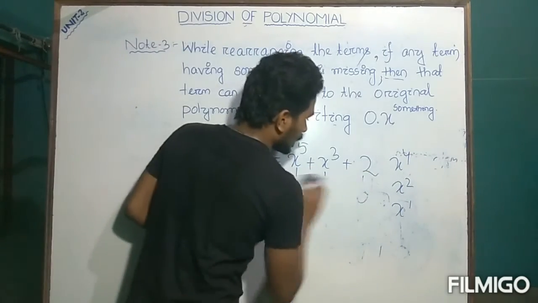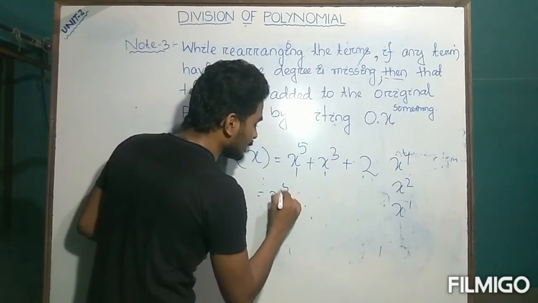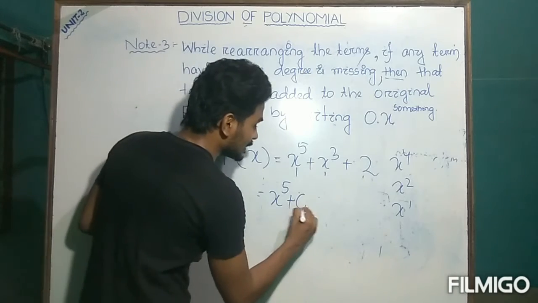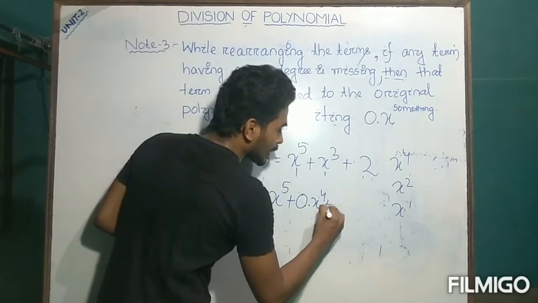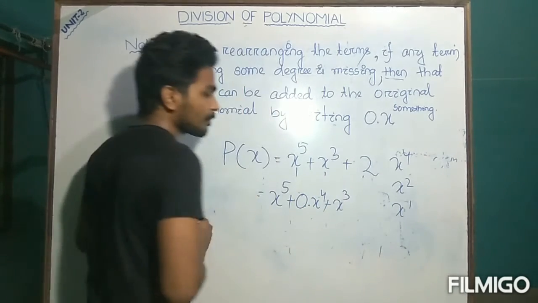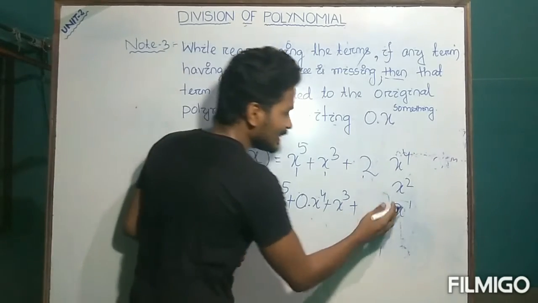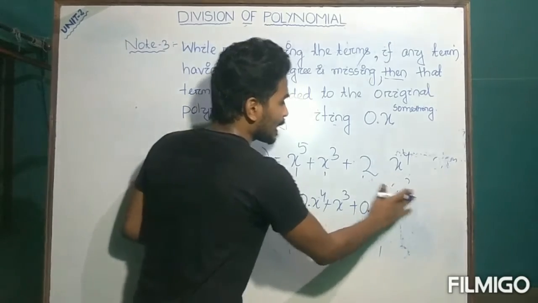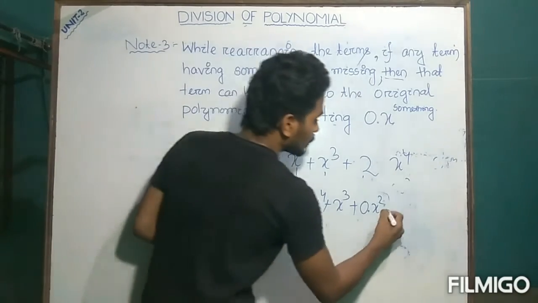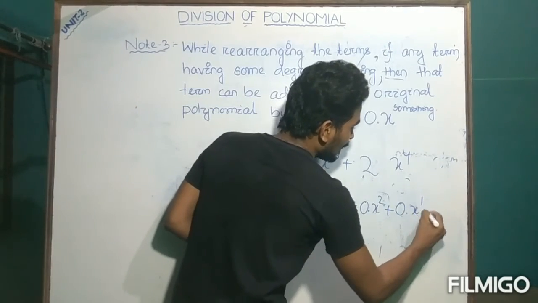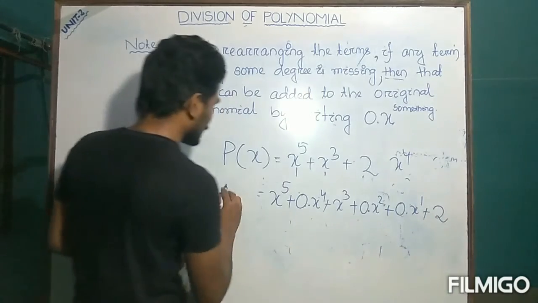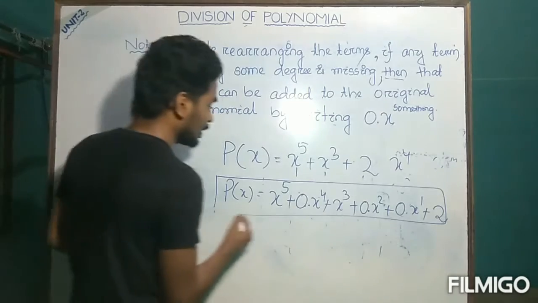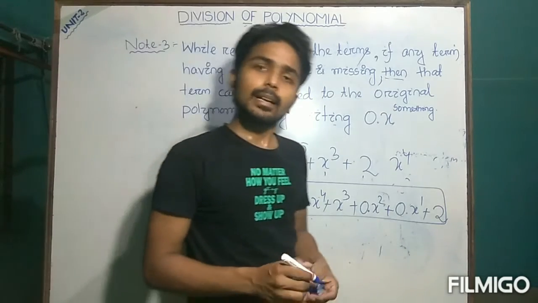How? Let us write first x to the power 5. Since x to the power 4 is missing here, we can write 0 into x to the power 4. x cube is here. x to the power 2 is missing here, so we can write 0 into x to the power 2. Similarly, x to the power 1 is also missing here, so you will write 0 into x to the power 1. Then finally you will write 2. This is your newly formed polynomial. Okay, so note 3 is complete.